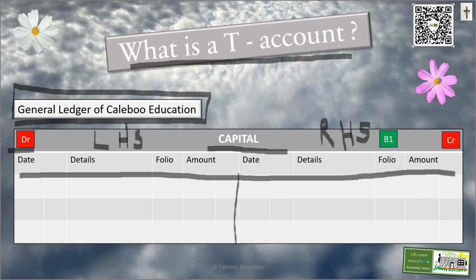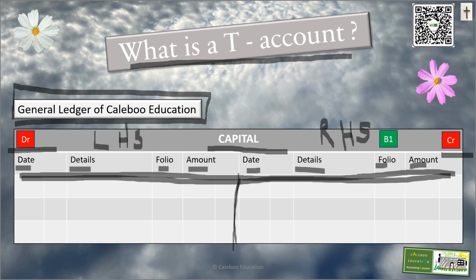The left hand side is known as the debit side, and the right hand side is known as the credit side. There are column headings on both sides for date, details, folio and amount. On the debit side and on the credit side, date, details, folio and amount. And guess what? You might have seen it already. If I just divide the two sides, we get a T. And that is where the term T account comes from.